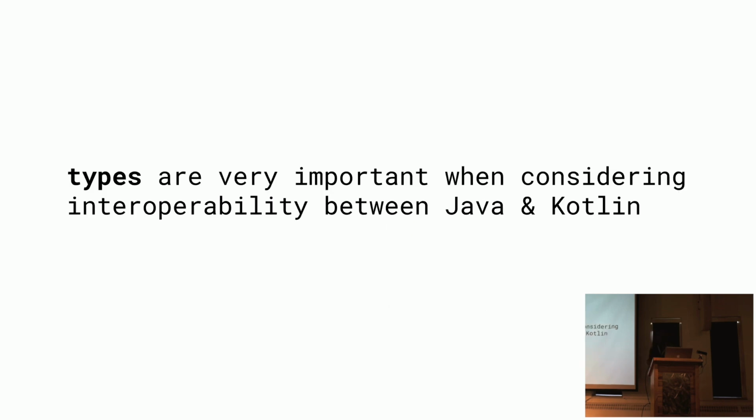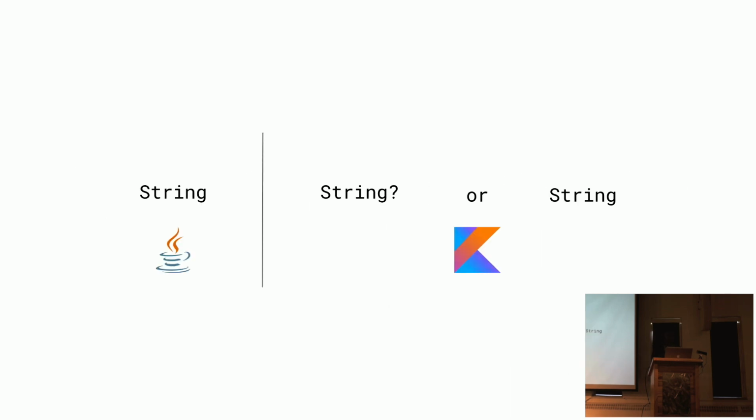So types are really, really important when you're working with Java and Kotlin. So a string in Java, in the Kotlin world, could mean two things. It could mean a string that is nullable or a string that is not nullable. We don't know. But there are some interesting tools that have been in existence for a while, but I guess we just never really used them. And they're the nullability annotations. There's the nullable, there's the not null, and yeah, that's it.